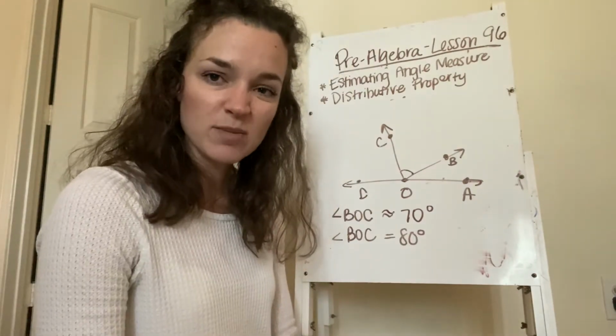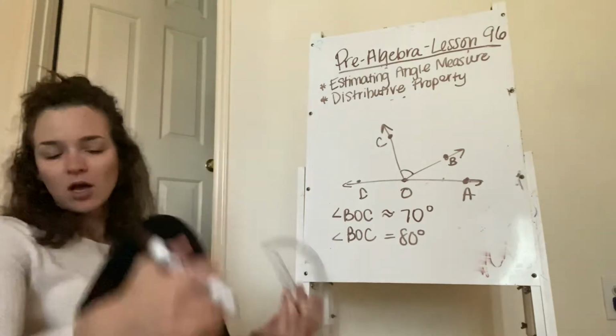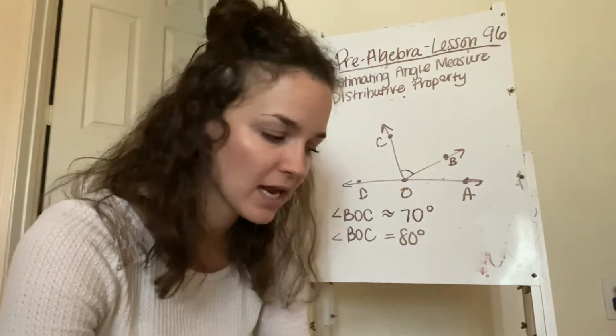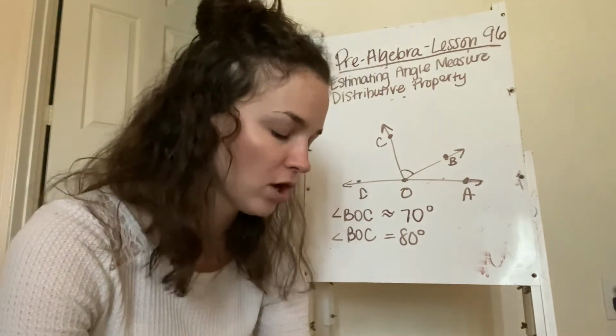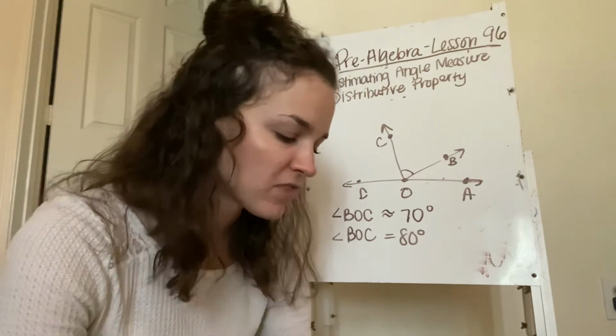So the difference was about 10 degrees. That's reasonable, honestly, for an estimate. Especially with angles, it's kind of hard to tell exactly. So when we're estimating, that's a good difference. You want to get as close as you can, but that's still pretty close.